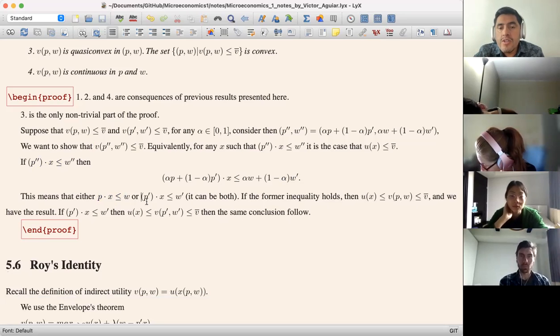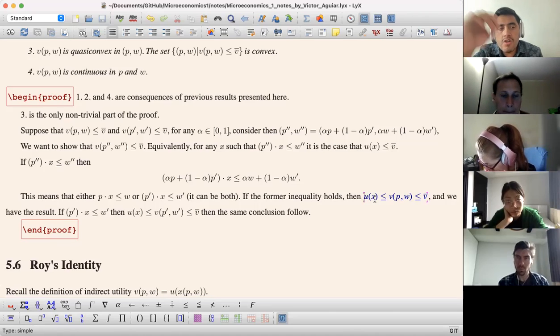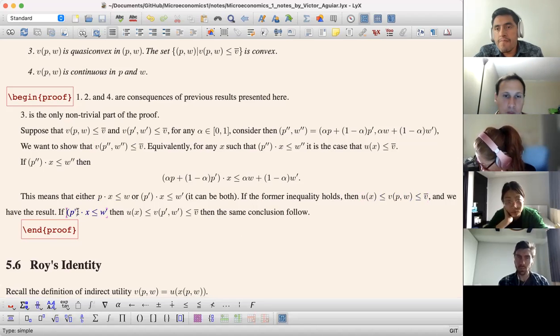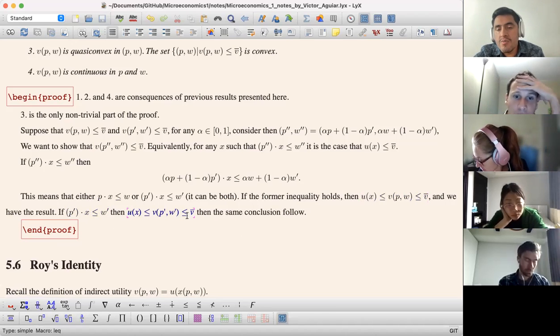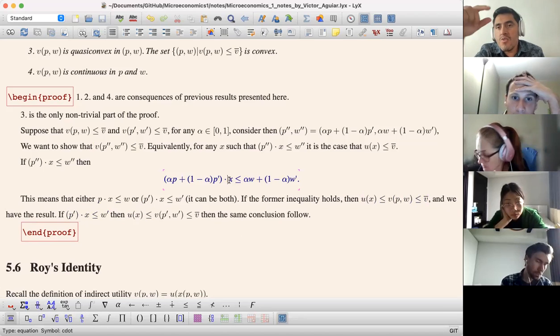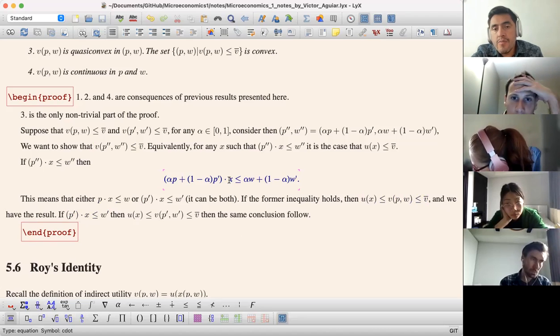If the former inequality holds, then we know that the utility of this object has to be less than the maximum utility achieved under the first price and income. Do you agree? Which happens to be below the 1. And then we have the result. And then the second case is, of course, with the second income and second price with the prime: the utility that is inside the budget has to be below the maximal utility according to P prime, in which case this is also below V bar or 1. So that means that this object here, the X, has to have a utility that is below 1. So that's basically the proof.